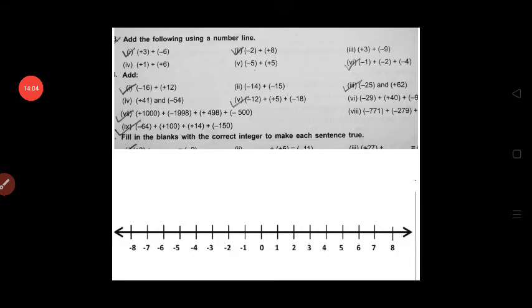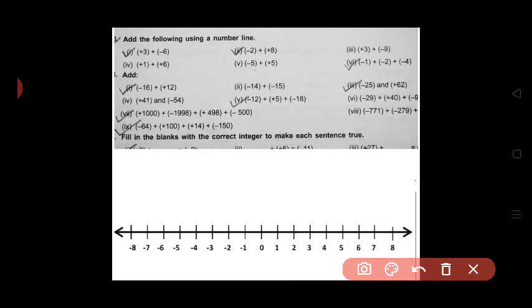Second question is, add the following using a number line. So first question is given +3 plus -6. Let me write here +3 plus -6. So +3, that means we have to first move towards right, because first addend is positive, and then we move 6 units towards left because second addend is negative.